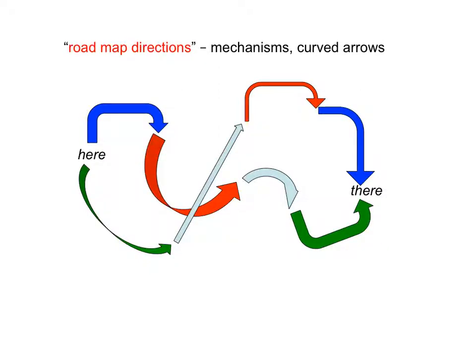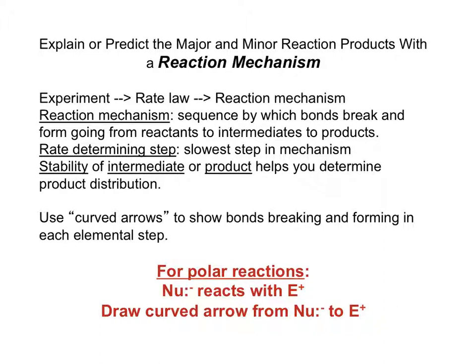In a chemical reaction roadmap, we want to show the sequence by which bonds break and form to go from reactants to products. Experiments are performed to determine the rate law of a chemical reaction. The rate law is used to predict a reaction mechanism. A reaction mechanism tells us the sequence by which bonds break and form going from reactants to products.